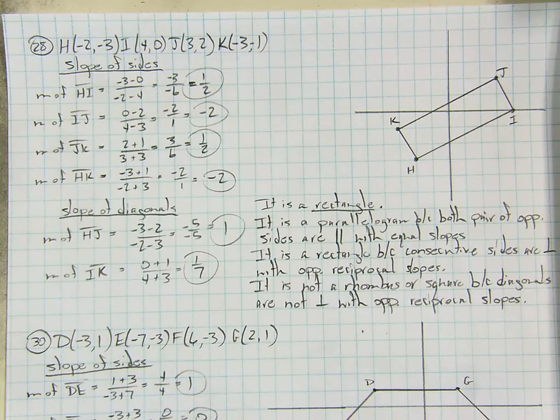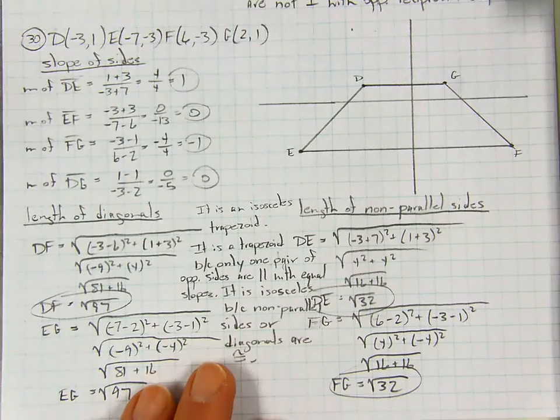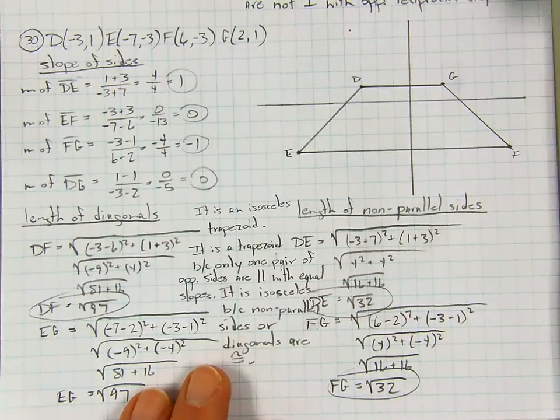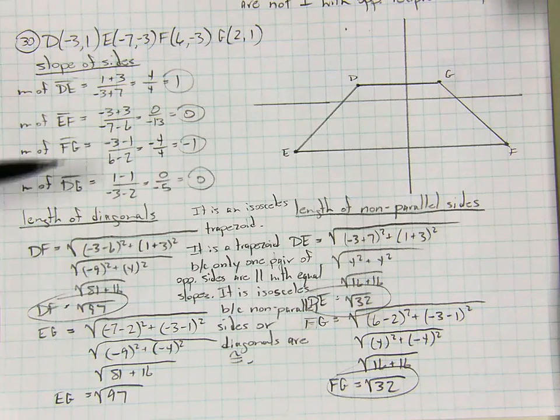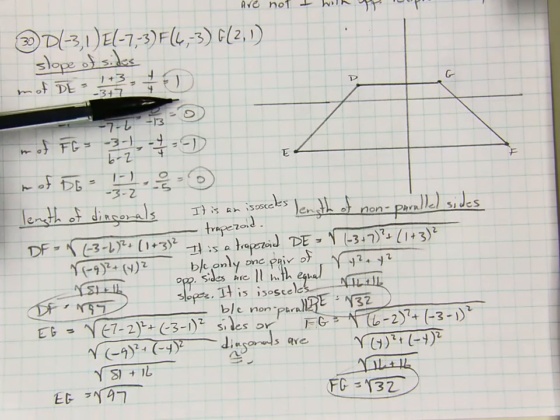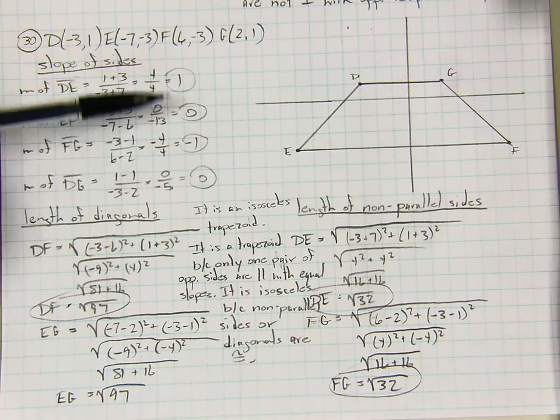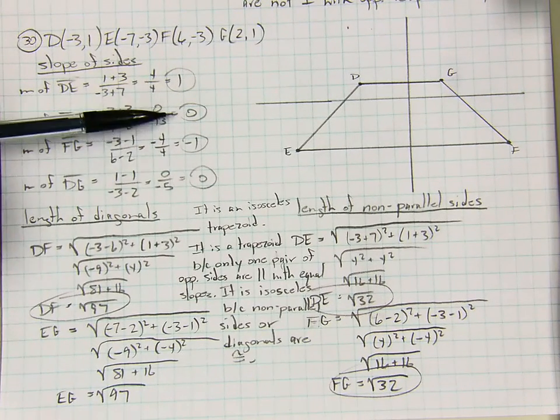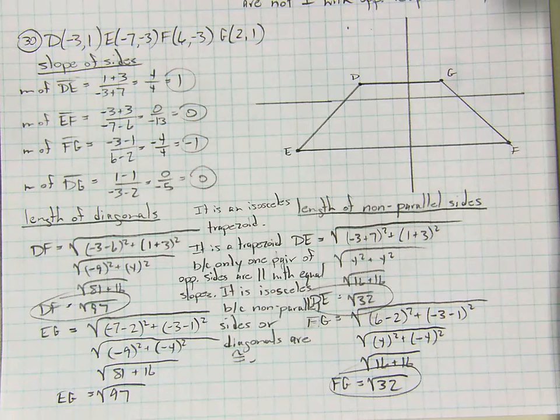Any questions? All right, on number 30, when I graph this one and find the slopes of all 4 sides, you notice these two opposite ones are not parallel. These 2 are. I only have 1 pair of parallel sides, right? So what has 1 pair of parallel sides? A trapezoid. Okay, so we know this is a trapezoid because it only has 1 pair of parallel sides. That's what a quadrilateral with 1 pair of parallel sides is, a trapezoid.